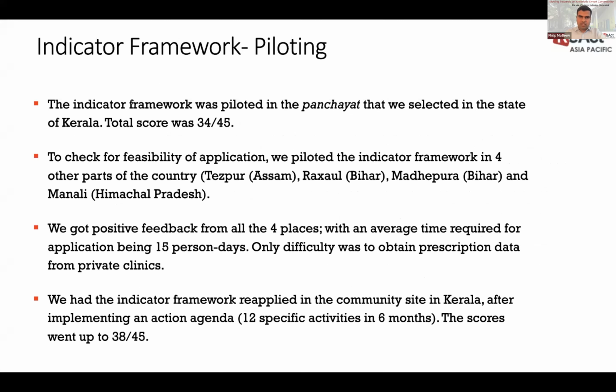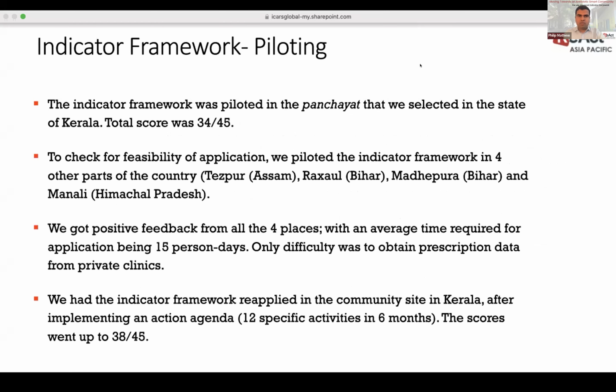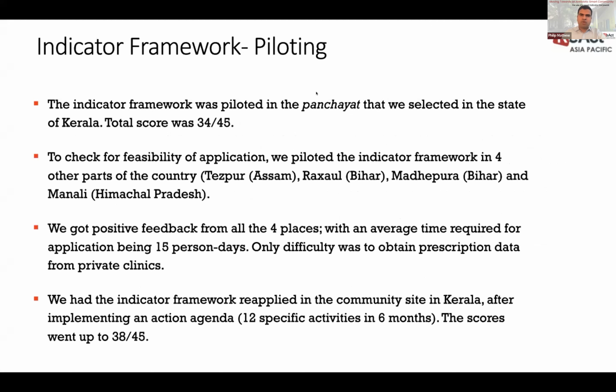We went ahead and piloted this indicator framework in a Panchayat. Panchayat is a local government institution in the context of India that we selected in the state of Kerala. The total score was 34 out of 45. That was quite remarkable because this particular Panchayat is in one of the most affluent districts in the country, which has the best socio-demographic indices among the whole of India. So that was possibly the reason why they were able to score very high at the baseline assessment level. To check for the feasibility of application, we piloted the indicator framework in 4 other parts of the country, in 3 other states: Assam, Bihar, and Himachal Pradesh.